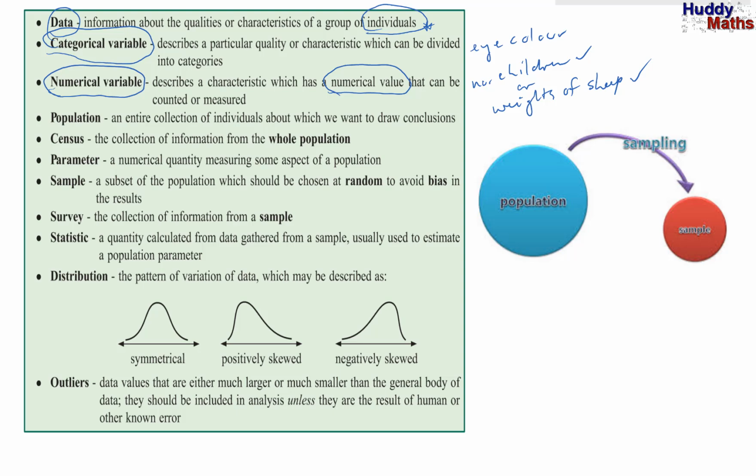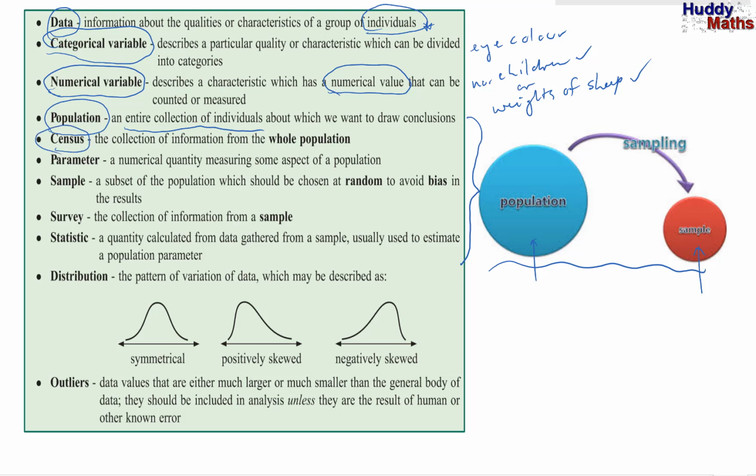Okay, now let's get on to something which is best summarized by this diagram here. Let's have a look at the diagram. We have a population, which is the total group that we're trying to look at. And then we're taking from it a sample only. We're not going to measure the whole population. Now, the whole population, let's look at that word, is the entire collection of individuals about which we want to draw conclusions.